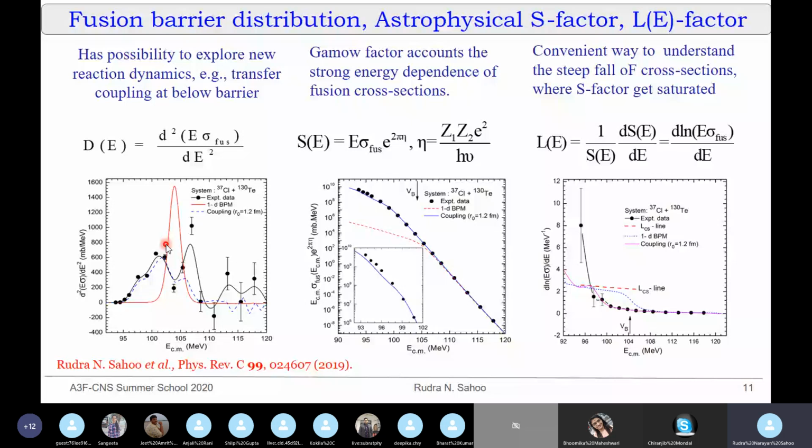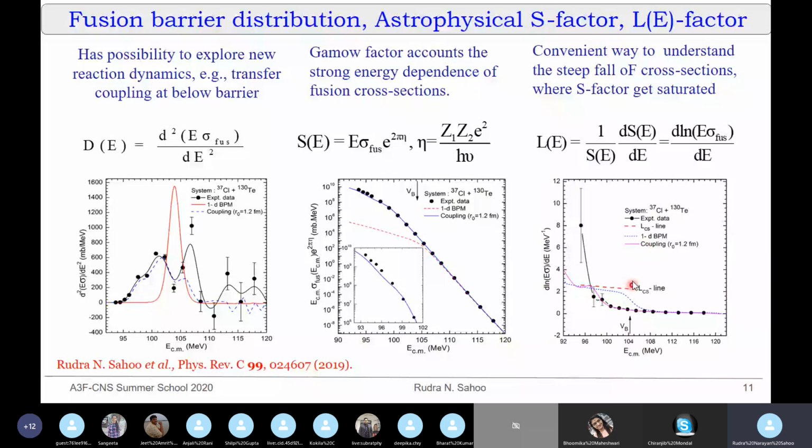As I told earlier, the behavior of the fusion excitation function at extremely below barrier energies is not known to us. That's why we did the S factor calculation. You can see that with decreasing energy, the S factor is gradually increasing. We have not seen any dip here. That's why, although it is clear that there is no fusion hindrance, to confirm clearly whether fusion hindrance is there or not, we also did the calculation by taking the derivative of the S factor, and this is nothing but the slope of the S factor.